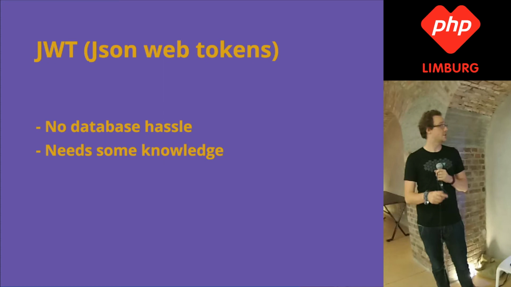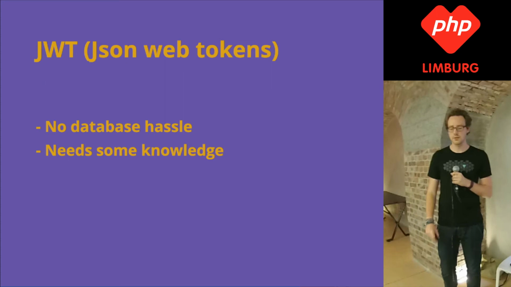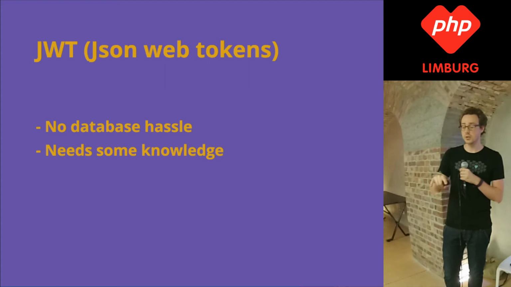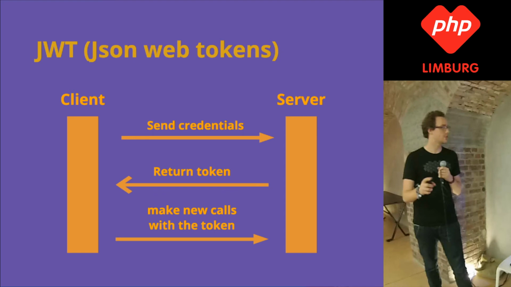Second up, JSON Web Tokens. Not very known. Too bad, because it's really good. The cool thing about it is it doesn't have database hassle, but it needs some getting used to. Everything you need to know about JSON Web Tokens is everything is in the token itself. All the data is in the token, hashed. Very quick to set up, because you don't have to bother with database stuff. And this is basically how it works. So let's quickly go over it.